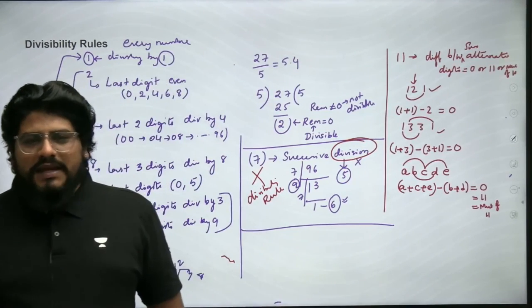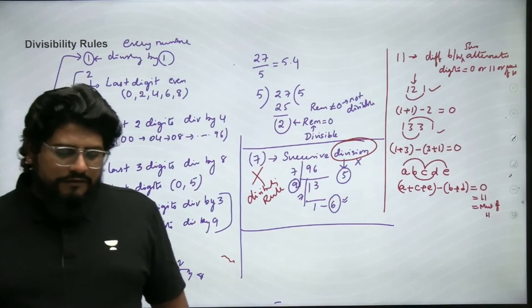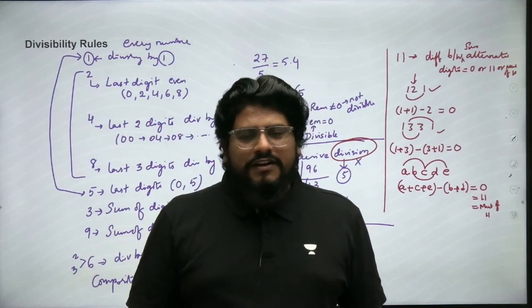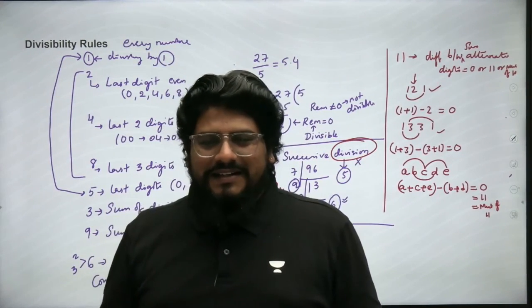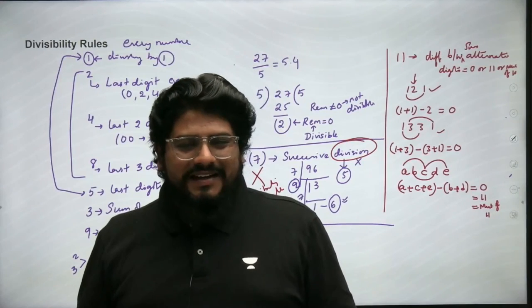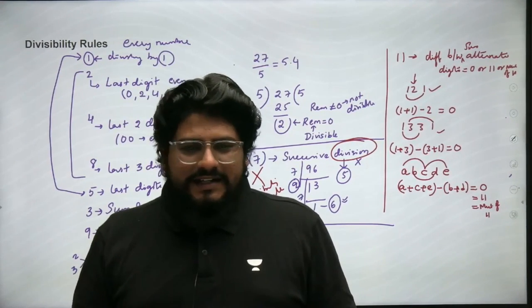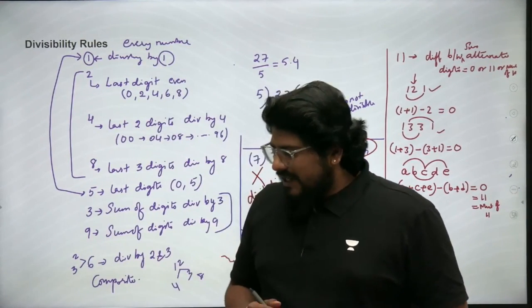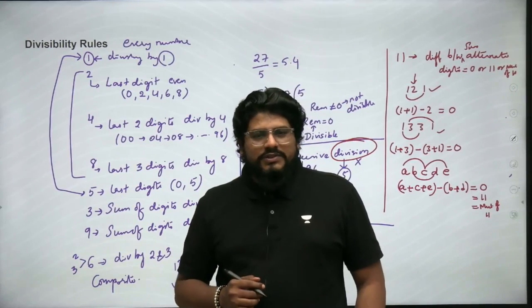So, these are the basic divisibility rules of the numbers that exist. And for any other number, it's always better to divide the given number by the number given and get the things done. So, with this, we are coming to a closure to this video.